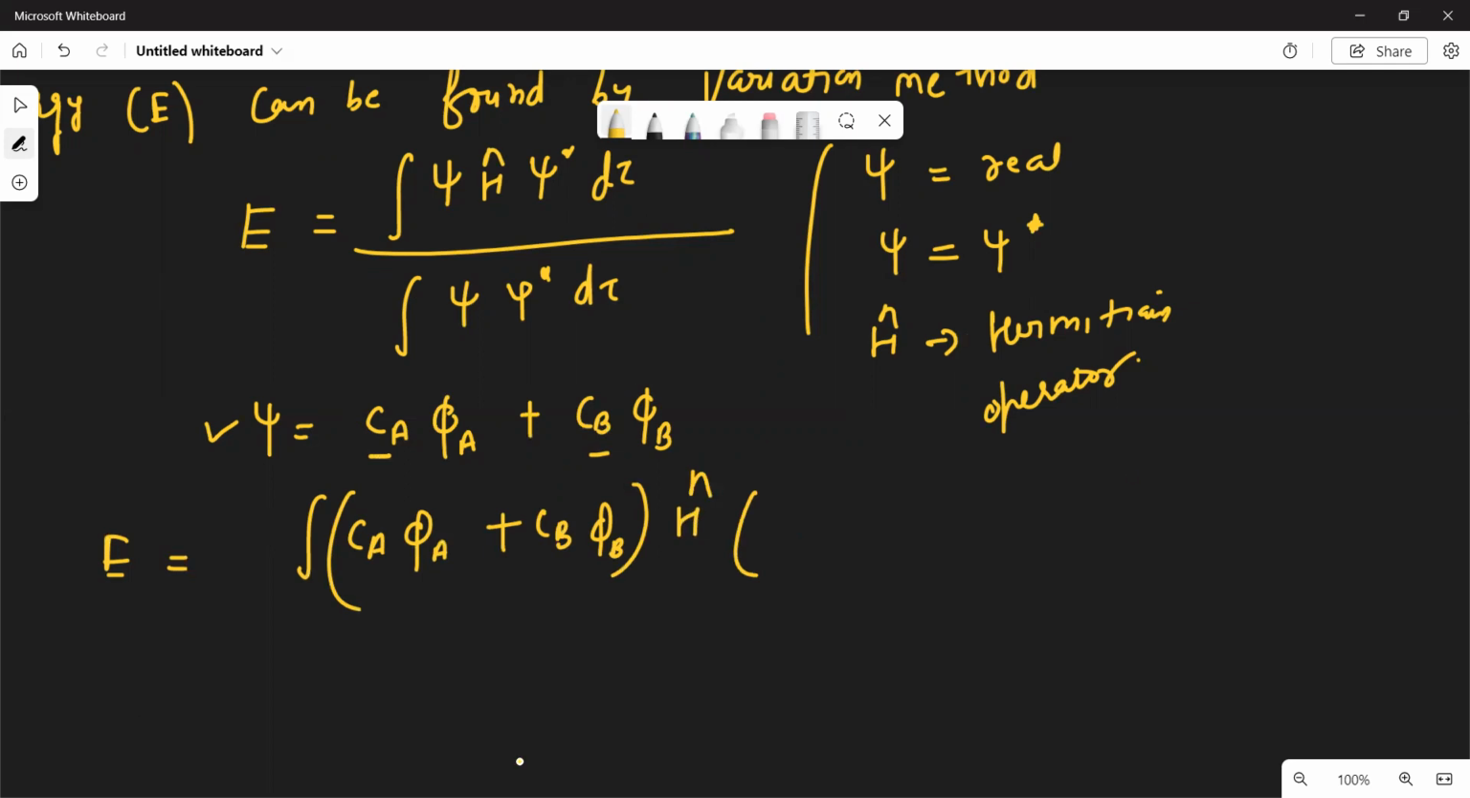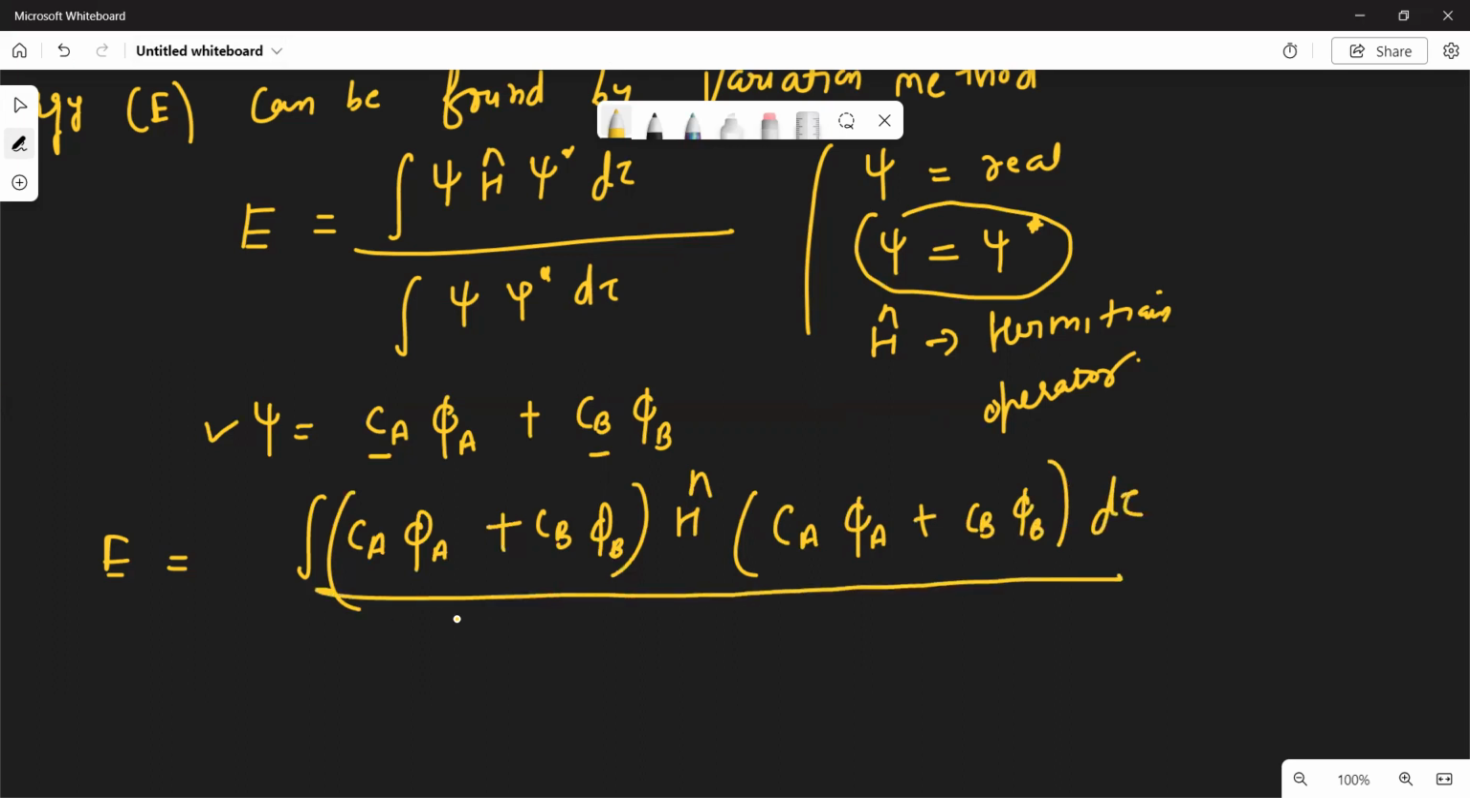Here I have written psi and psi star, both are same, so I'm writing psi only. I will not put psi star here. Ca phi A plus Cb phi B, into d tau, divided by psi star, meaning Ca phi A plus Cb phi B, Ca phi A plus Cb phi B, d tau. Now we will solve this equation.